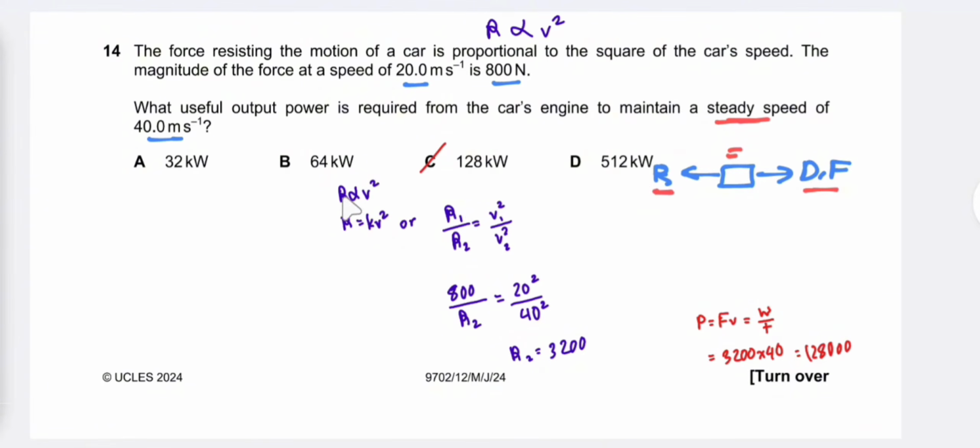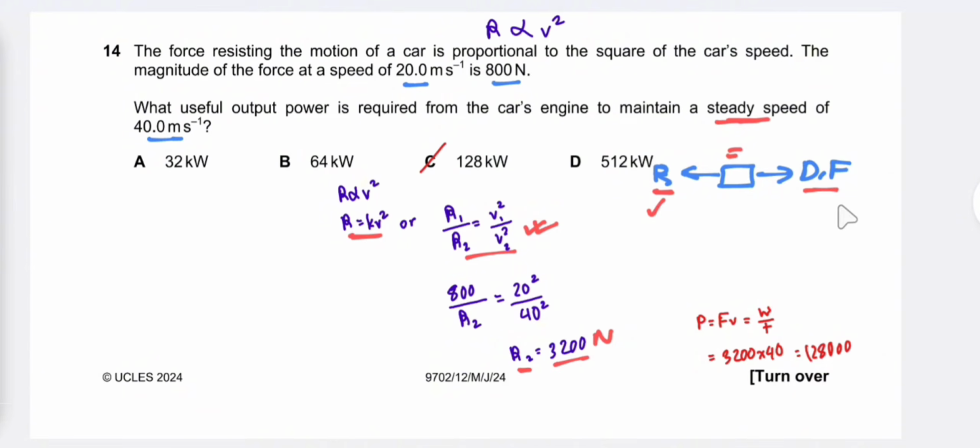So what is the resistive force? We know that resistive force is directly proportional to V square, or resistive force is equal to kV square, or we can write this in terms of ratio, that is R1 by R2 equals V1 square by V2 square. We can use either of these expressions, but the most convenient one is this one. So we know the value of R1, that is 800, by R2, which we need to find, is equal to 20 square by 40 square. So for R2, we get the value of 3200 Newton. That is the resistive force.